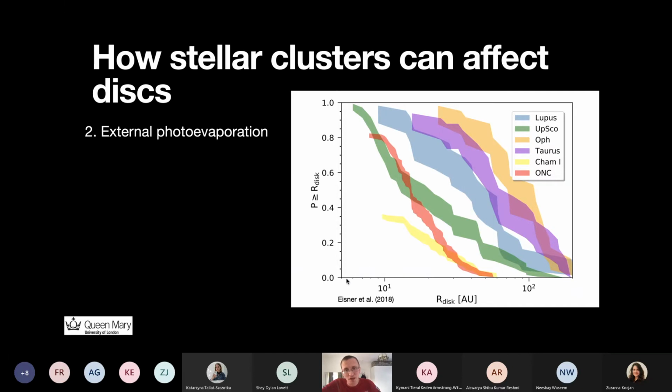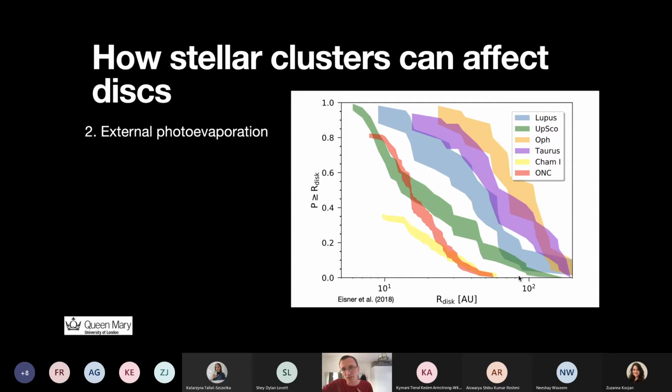So this is showing disk sizes on the x-axis, and then what these different colored lines are distributions of disk sizes in different star forming regions. So what's important here to take away is that this purple line is the Taurus star forming region. This greeny, cyany, teal one is Lupus, which is another star forming region. And then this red one is the Orion Nebula cluster. Now, the red, green, and purple all have the same age, but the red one is systematically smaller, right?